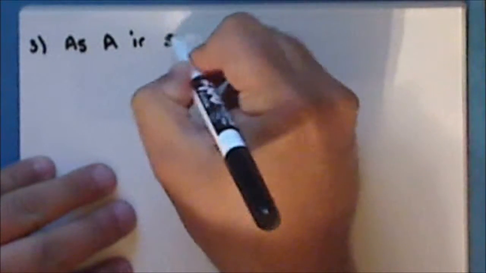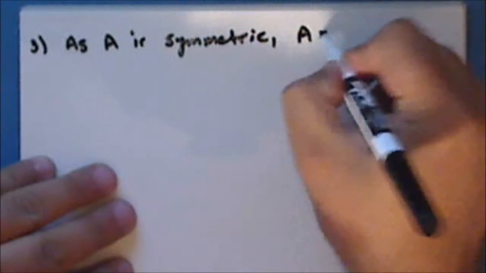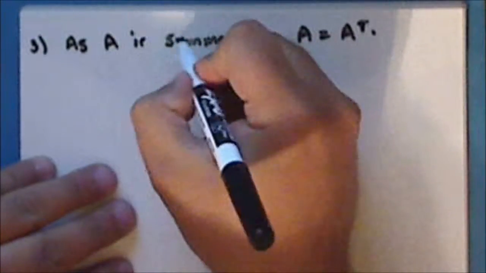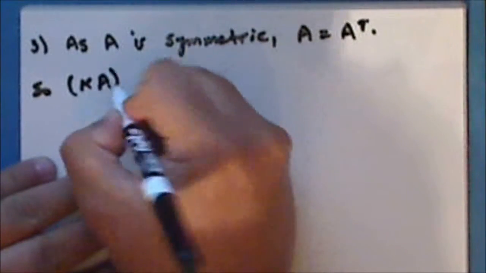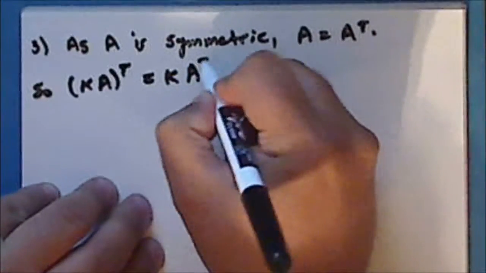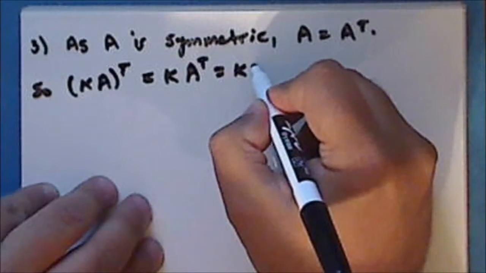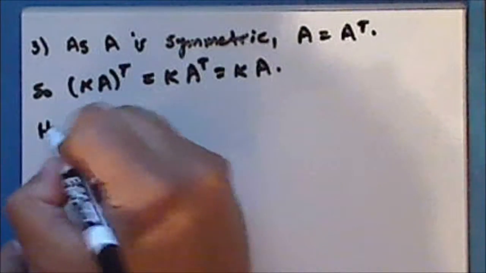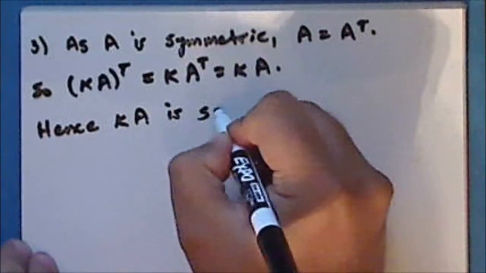So third statement. Again, as the matrix A is symmetric, A is equal to its transpose. And so the transpose of the scalar multiple, K times A, is the scalar K times the transpose of A, where A transpose is equal to A, and hence this is the scalar K times A, and hence the scalar multiple K times A is symmetric.